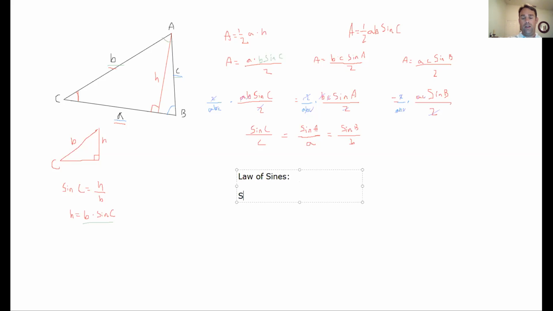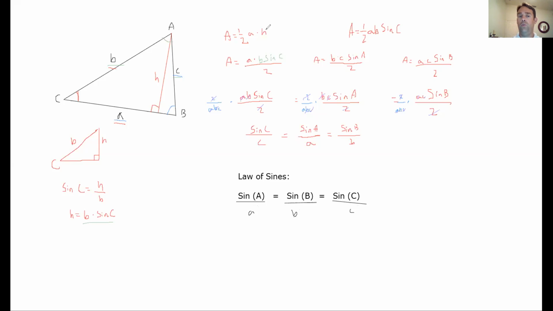And what it says is that no matter what triangle I know, if I know enough information, I don't need to have a right triangle to help me solve for all the unknown sides and angles. All I need to know is the right information. What's the right information we need to know?